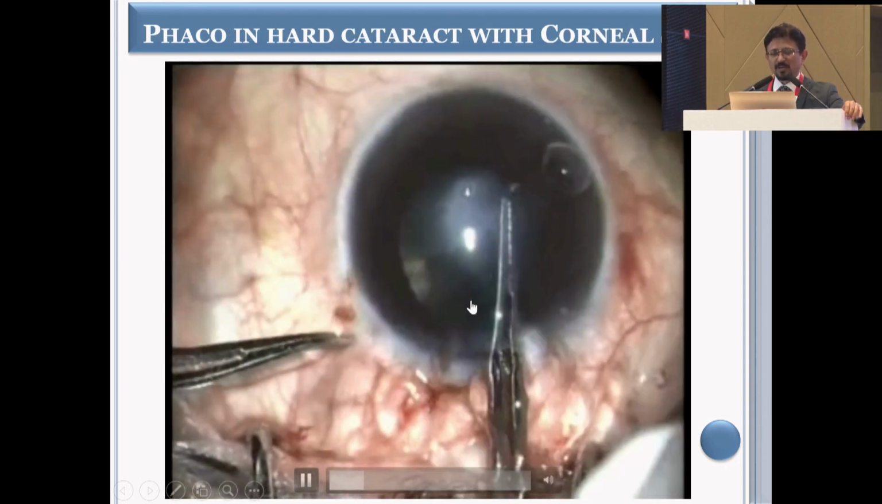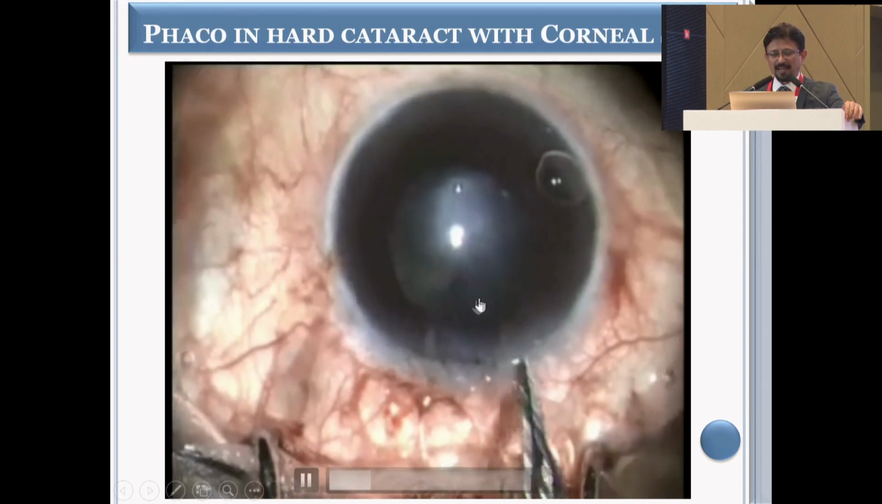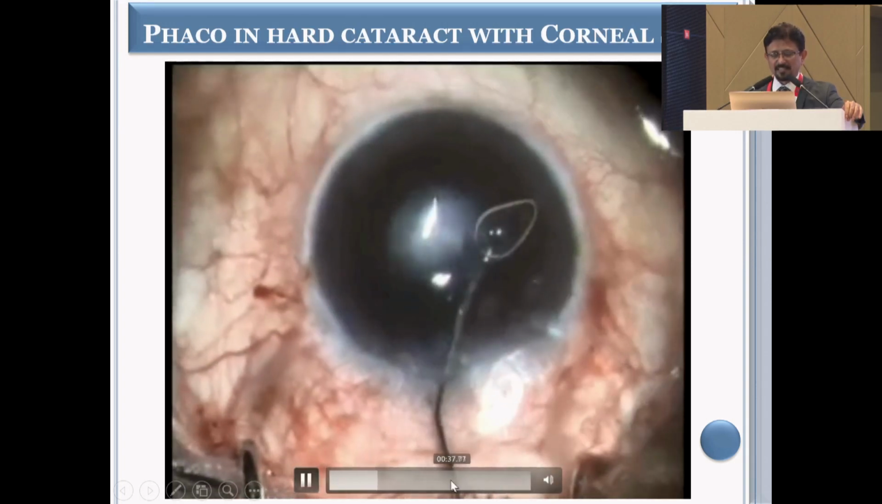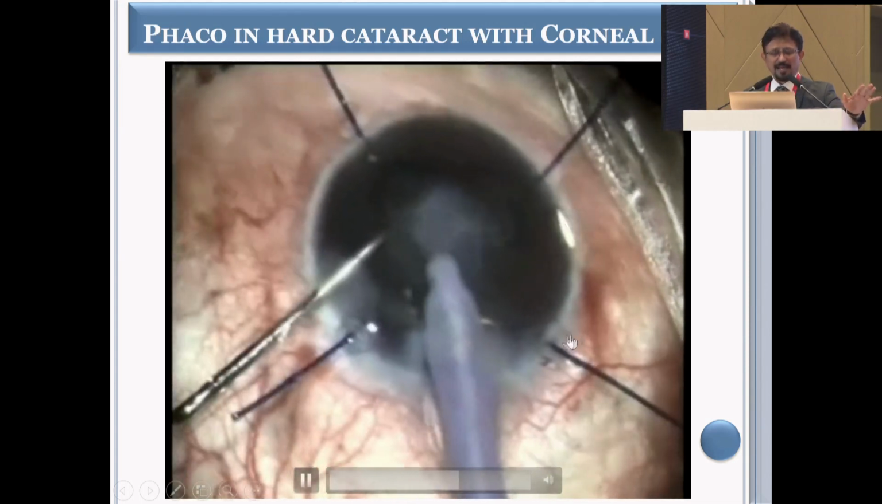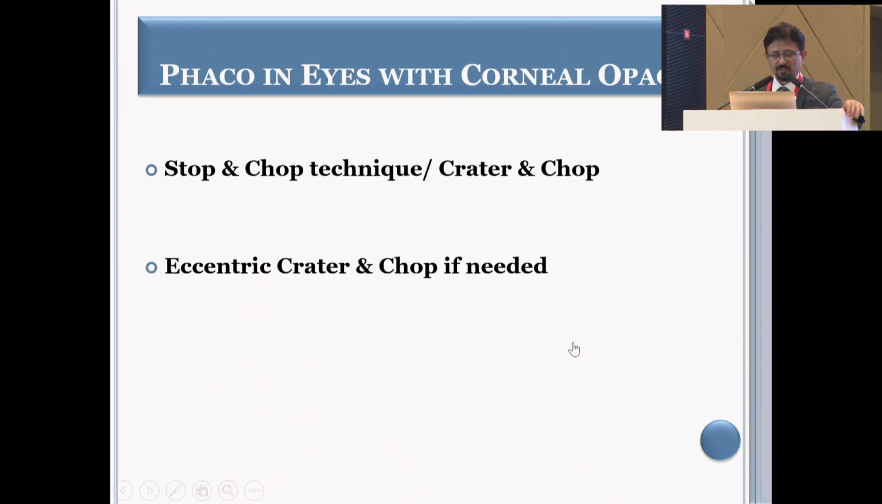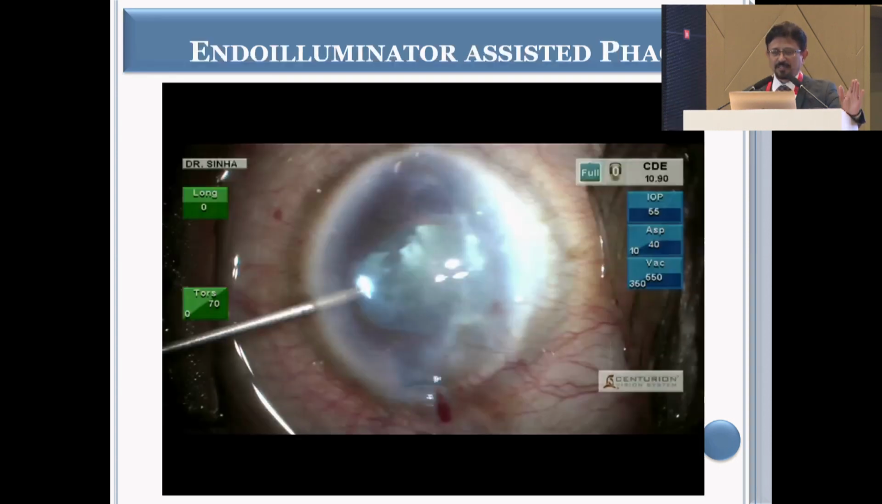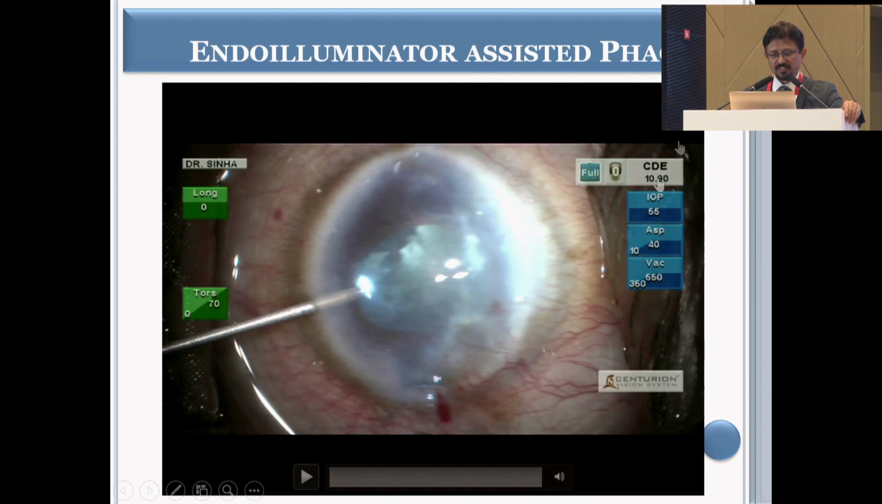But in a case wherein you have a very hard cataract, a black cataract with a central opacity, it is always better to enlarge the pupil as much as possible to have better visualization. We have described a method of eccentric crater and chop. It shouldn't be peripheral, it should be just slightly eccentric, so that you can chop it under direct visualization.